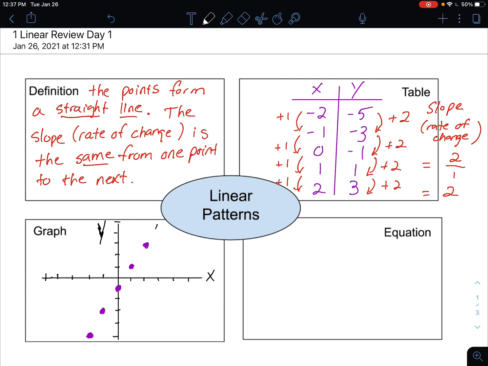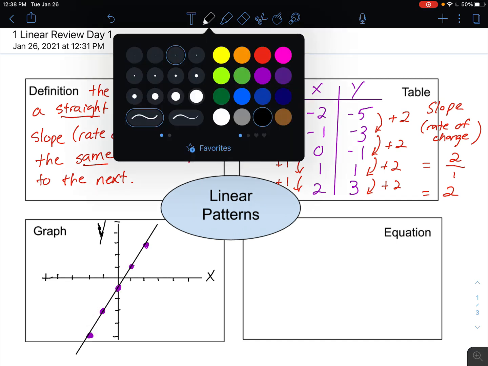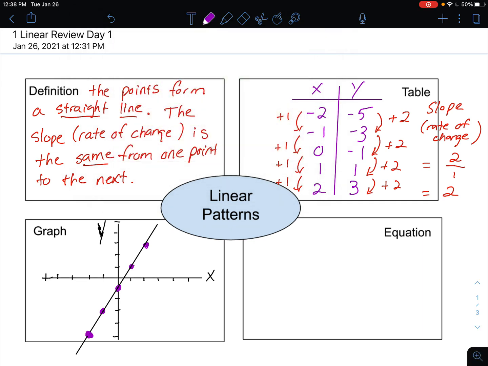So let's draw in our line here. Yeah, so we want that to be straight, because notice it's pretty good. I'm just going to kind of fudge these a little bit so it looks like they're all nicely lined up. Excellent. All right. So the points need to form a straight line if this is a linear pattern.